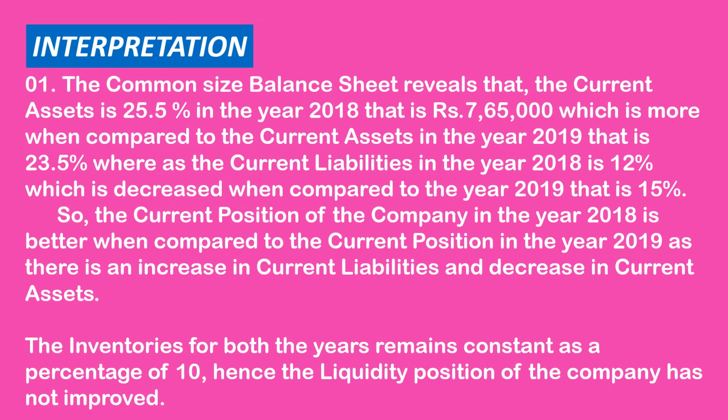So the current position of the company in the year 2018 is better when compared to the current position in the year 2019, as there is an increase in the current liabilities and decrease in the current assets for the year 2019. So this is the current position of the company. Next, move on to the liquidity position of the company. So the inventories for both the years remain constant as a percentage of 10, hence the liquidity position of the company has not improved.